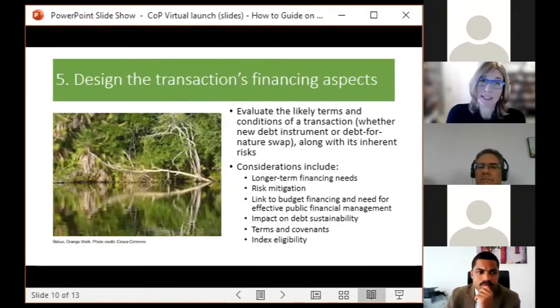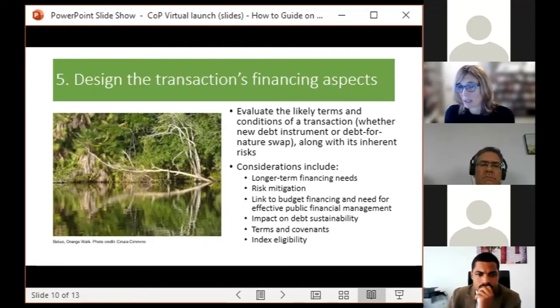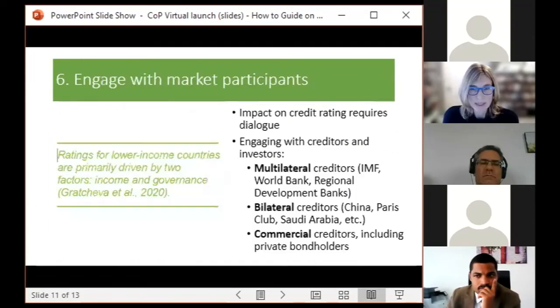Step five is really the design of the transaction's financing aspects. And so, as Paul said, we've chosen the instrument or chosen the kind of general transaction. And it can be, as he mentioned, a combination almost, that's also possible. Then you start to design your KPIs and then you really have to look at the financing aspects. Step six is again engaging with those market participants.